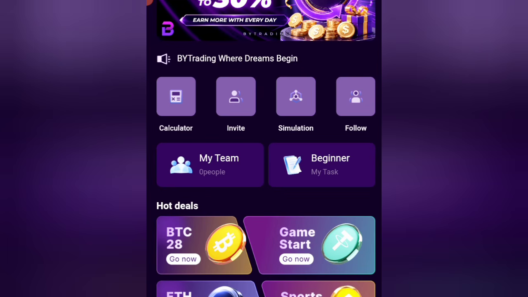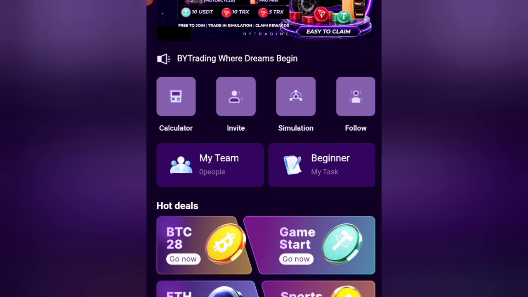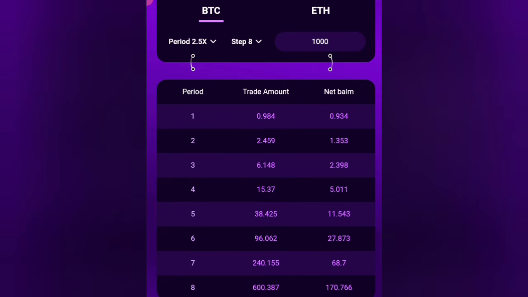So now for you to start trading, for you to start using the AI copy trading signal, come to this calculator. After you must have deposited, come to this calculator. You can see what you have here. It is 8 roll, 8 period, which means that if you lose 8 times, that's when you get compensation. So the calculator has analyzed what you should be using for your trading here.